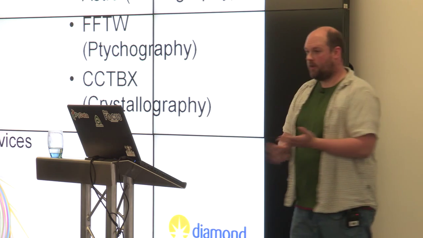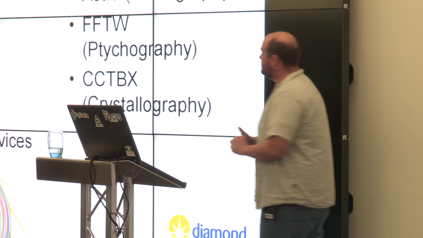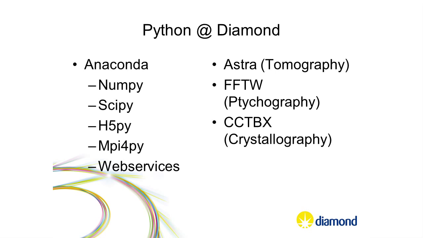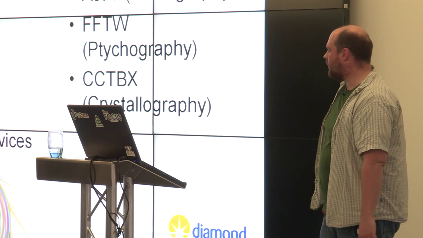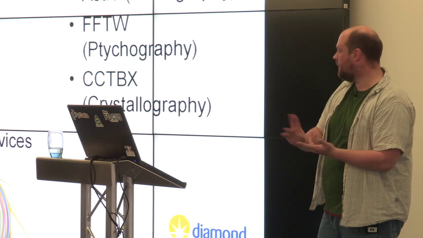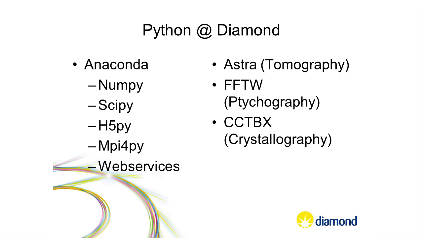So in terms of the Python that we use at Diamond, just to give you an idea of libraries, we use the Anaconda distribution now, very convenient for us to install. And we mainly use it for the classic stuff, NumPy, SciPy, H5Py. MPI for Py we find really useful for our cluster. And we've also got a few other toolboxes in there that you may or may not have heard about. Astra is a wrapper onto the Astra toolbox for doing tomography work. We use the wrapper for FFTW, and we use CCTBX, which is a crystallography toolkit. I'll talk a little bit more about that later.